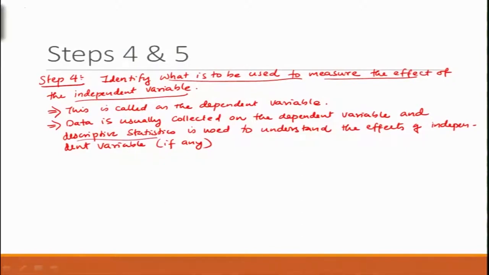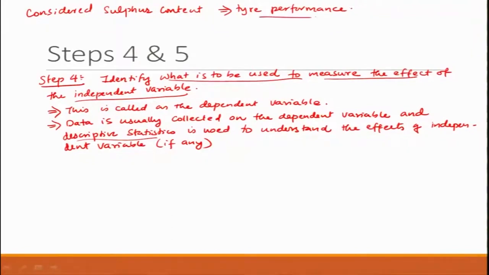So in the previous case, we considered sulfur content as a factor for the tire performance. Now the question is, how do you measure the tire performance? One way to do it is the mileage of the tire. You manufacture maybe 5 tires, tire 1 to tire 5, put them on different vehicles and run them. The first tire gives you 50,000 kilometers, second 47,000, third 63,000, fourth 58,000, fifth 32,000 kilometers, something like this.